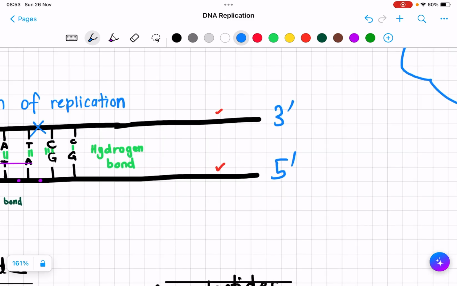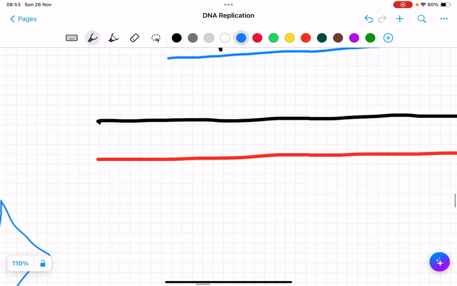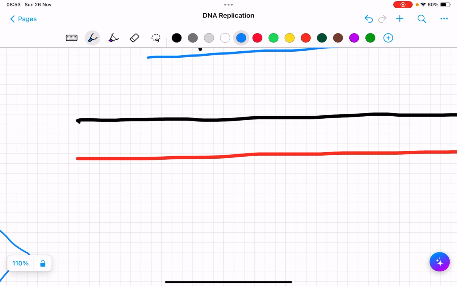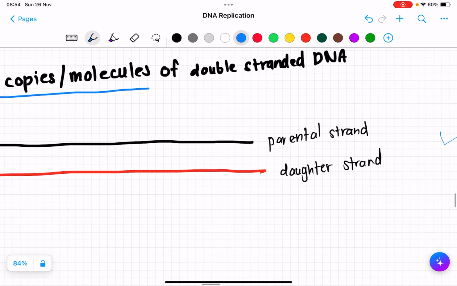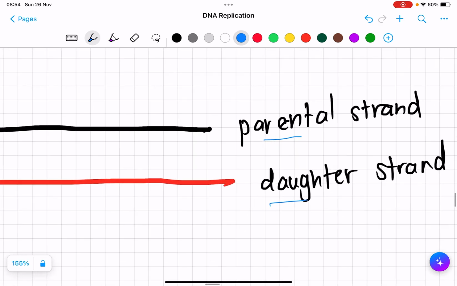Yang parent tadi yang asal tu hitam. Bila kita dah salin, hitam tu strand yang original, strand yang kita panggil parental strand, ataupun old strand, masih ada, masih kekal. Dan yang merah tu adalah new strand ataupun daughter strand. Jadi, DNA molekul yang baru dihasilkan akan mempunyai satu parental strand, satu daughter strand. Ataupun boleh juga pakai old strand dan juga new strand.